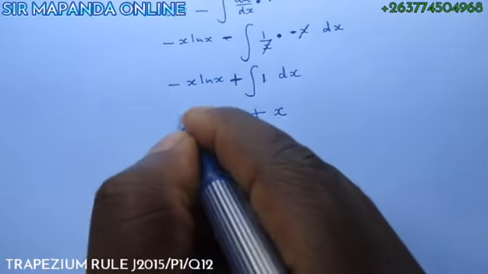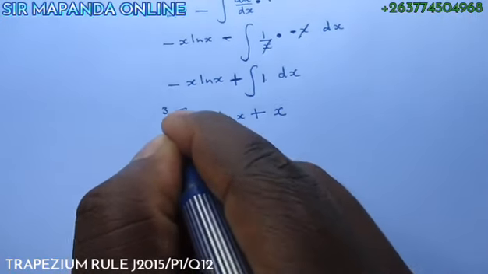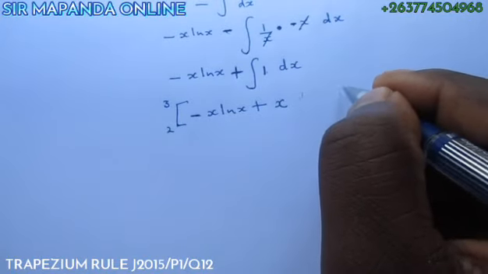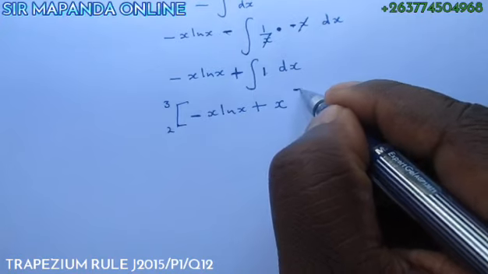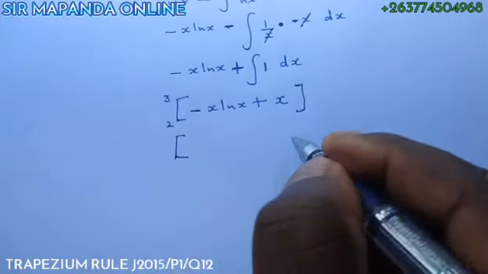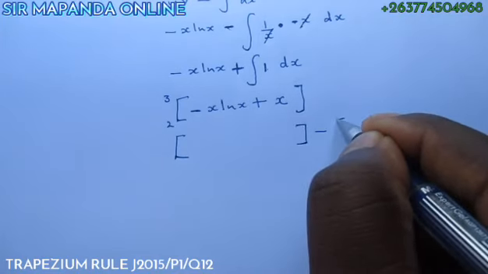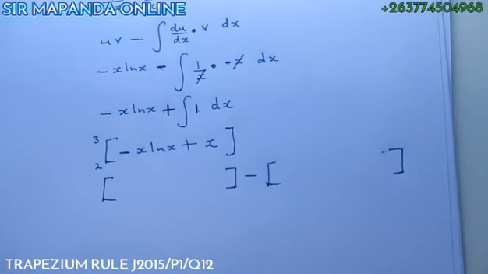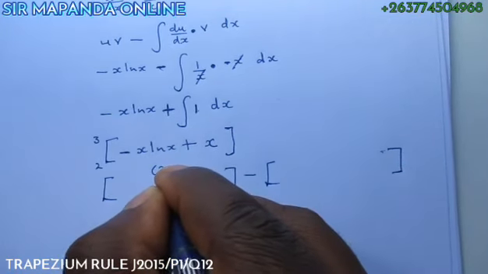But since we have the limits, which are 3 above and 2 below, there is no need for you to say plus a constant term, because the integral has limits. So what you need to do is you say bracket minus bracket. So in the first bracket, you substitute the upper limit 3.